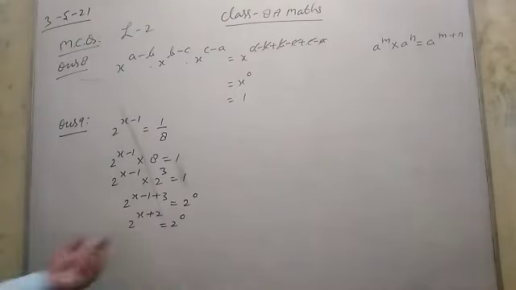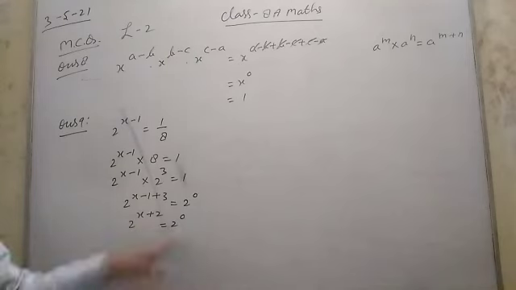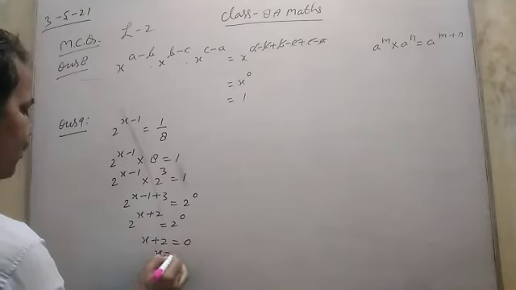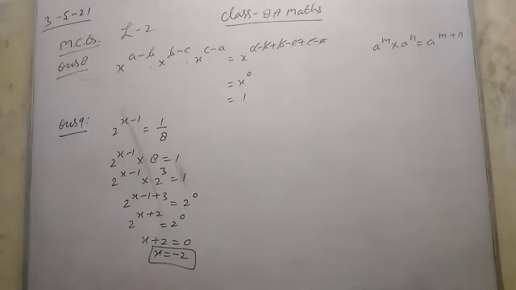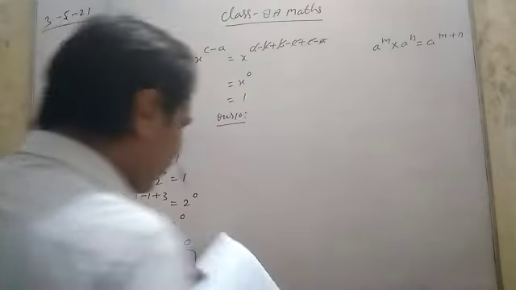So two exponential forms are equal and their bases are equal, so surely their powers also will be equal. So x plus 2 is equal to 0. So x is equal to minus 2. So option D in question number 9, option B. Okay. Question number 10. If concept clear, you can do.